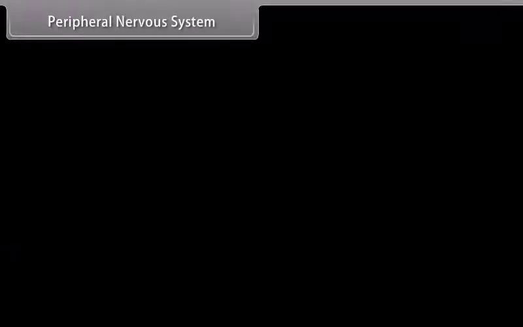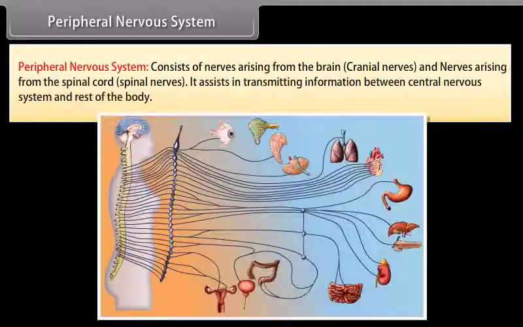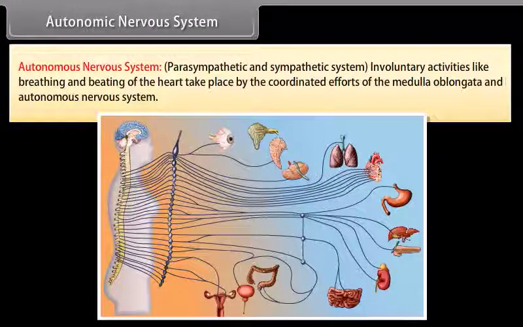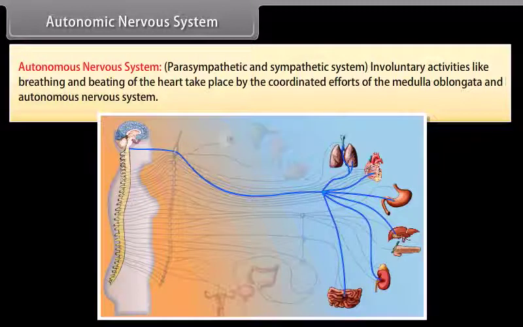Peripheral nervous system. Peripheral nervous system consists of nerves arising from the brain, cranial nerves, and nerves arising from the spinal cord, spinal nerves. It assists in transmitting information between central nervous system and the rest of the body. Autonomic nervous system. Parasympathetic and sympathetic system. Involuntary activities like breathing and beating of heart take place by the coordinated efforts of the medulla oblongata and autonomic nervous system.